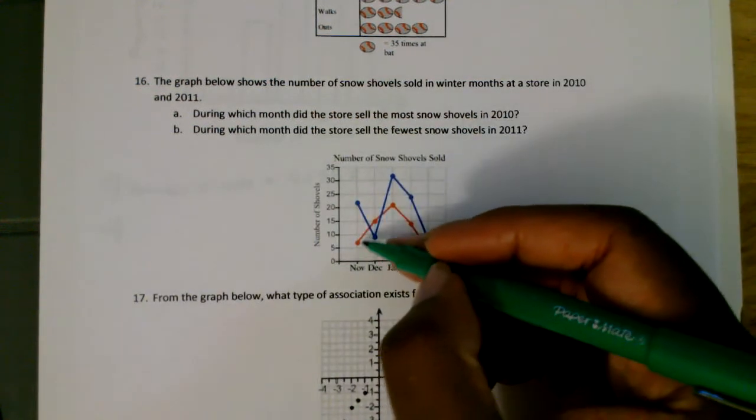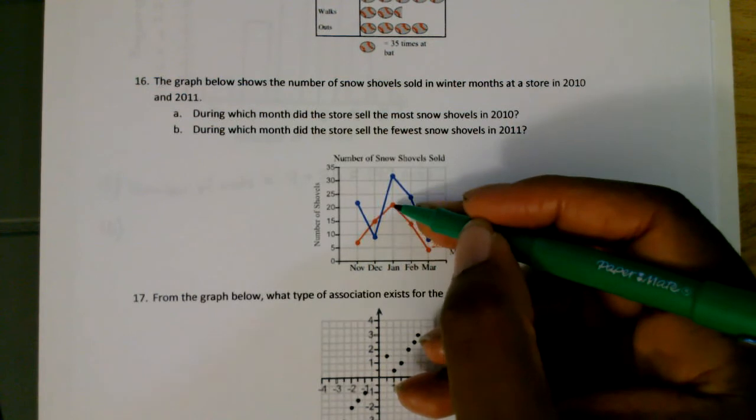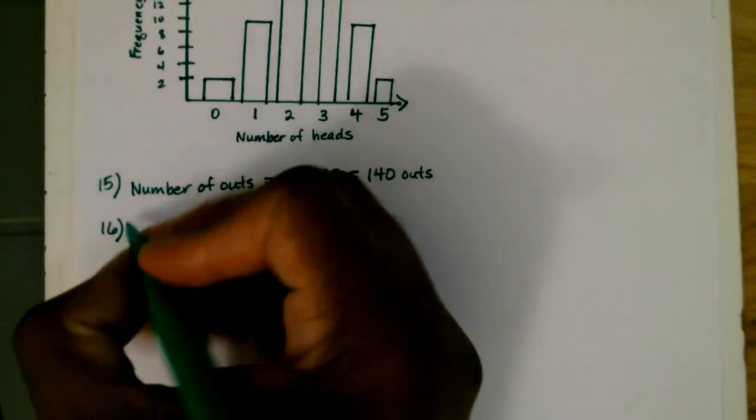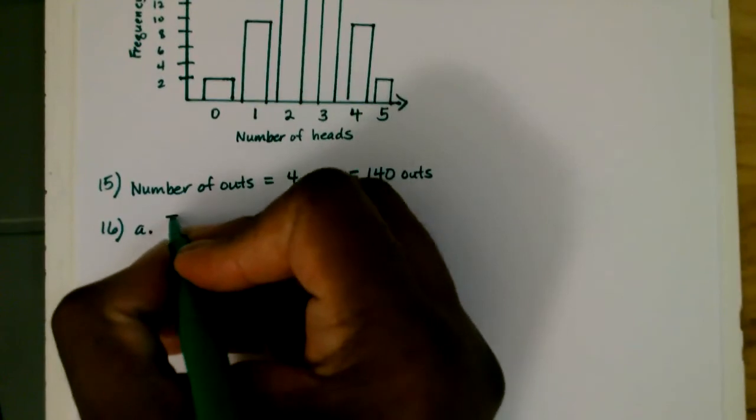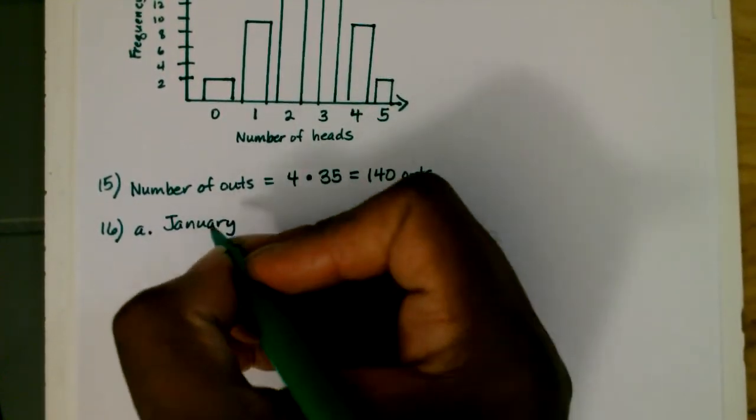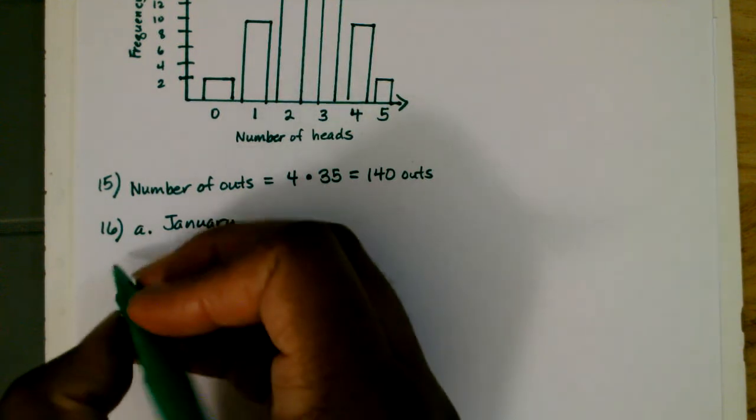So let's look at the red broken line graph here. The most snow shovels would be right here. And the month that happened would be in January. Okay, so to answer part A, January was the month where the most snow shovels were sold. And that was in 2010.